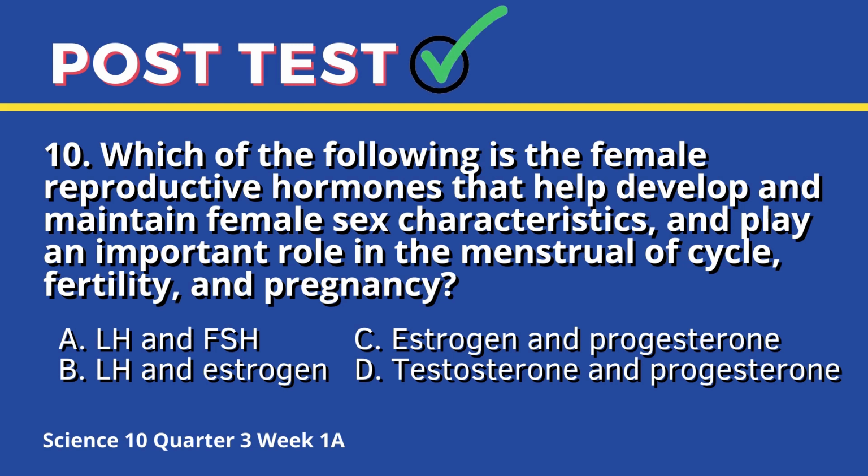10. Which of the following are the female reproductive hormones that help develop and maintain female sex characteristics and play an important role in the menstrual cycle, fertility, and pregnancy? A. LH and FSH. B. LH and estrogen. C. Estrogen and progesterone. D. Testosterone and progesterone.